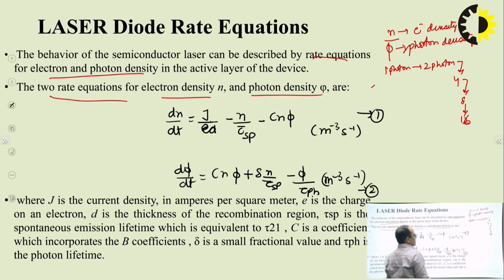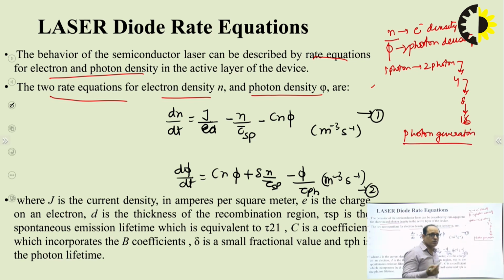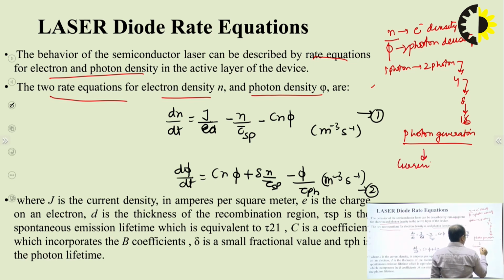Clear? So as we know, the photon generation depends upon what? How many photons are produced depends on the current density. It depends on how many electrons we have supplied through the current density, how many photons are produced by stimulated emission, and how many photons are produced by spontaneous emission.